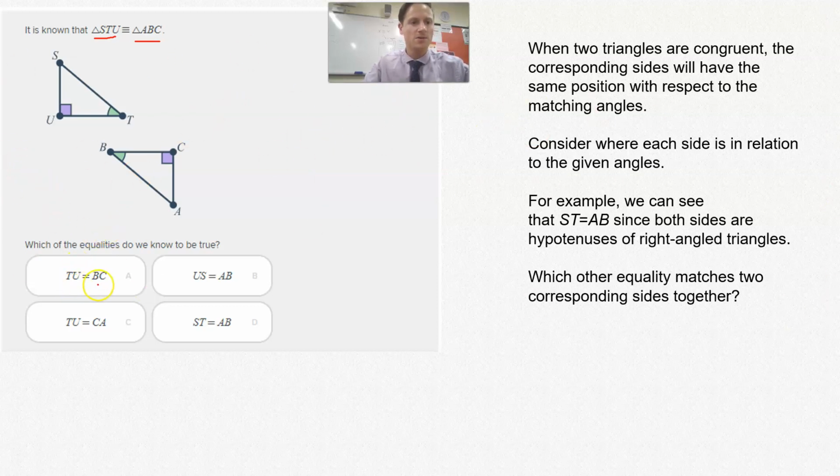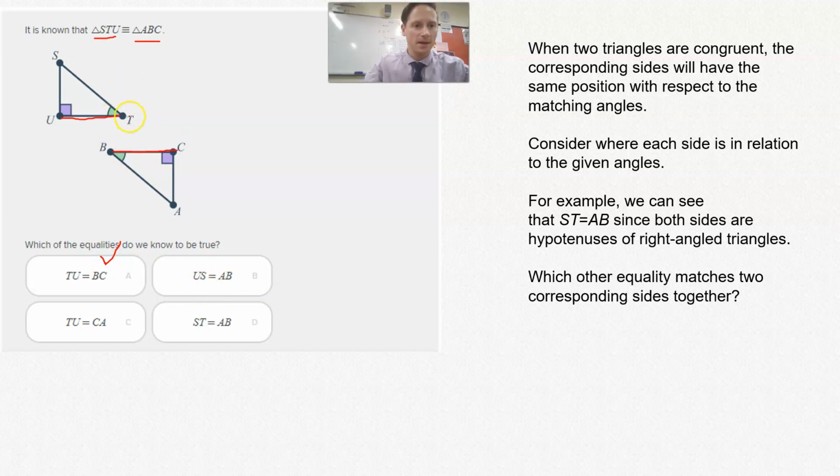So TU equals BC. So I'll highlight it as I go. So TU is equal to BC. Now that side there, we have the purple and the green angle, the green and the purple angle. So they are corresponding sides, okay, between the two triangles. So we'll give that one a big tick. That looks pretty good.